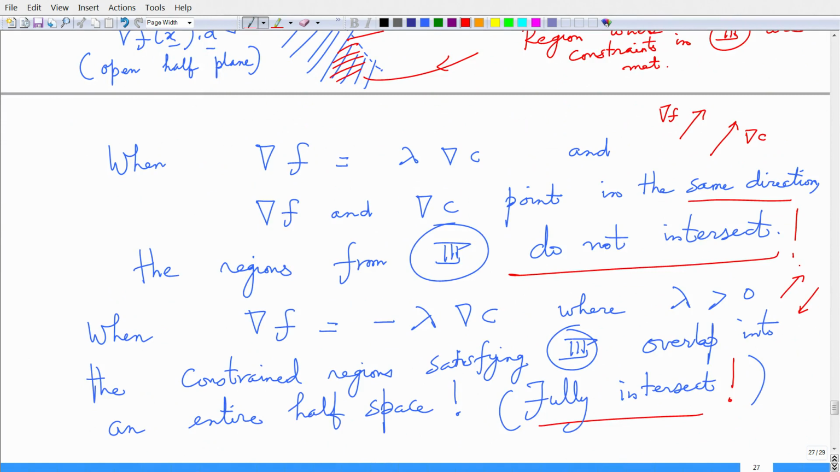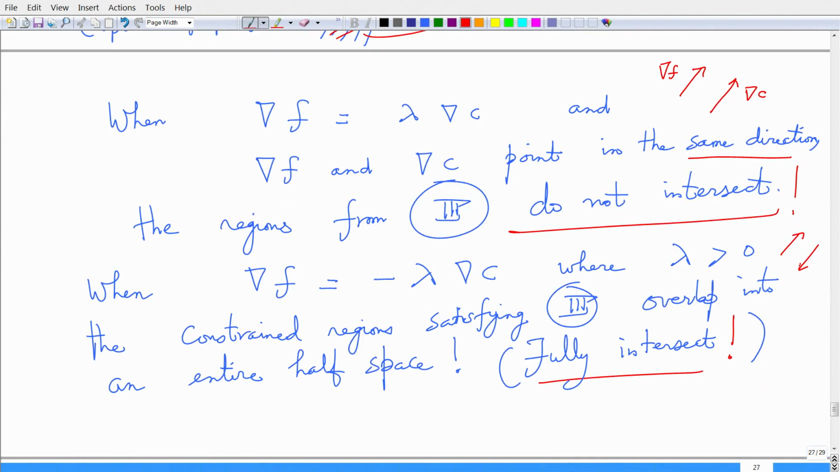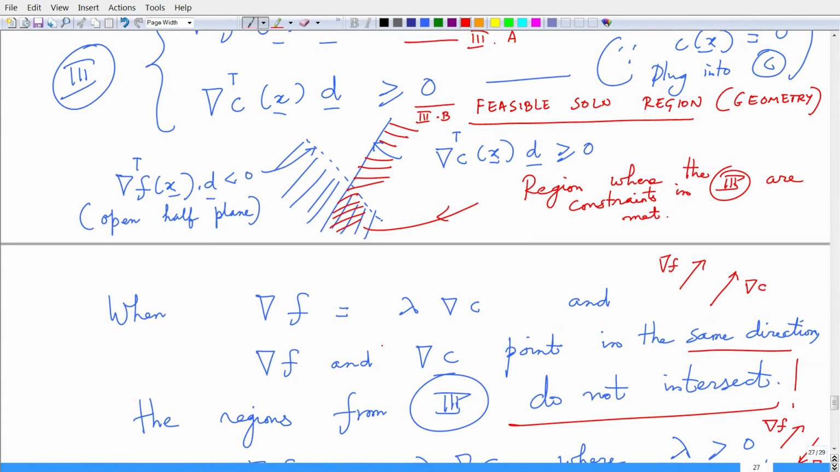So, basically when del f and del c are in opposite directions, the constraint regions completely overlap to form the half plane. It is like you rotate this plane del c transpose d greater than or equal to 0, just aligned with the plane of the that is what it means.